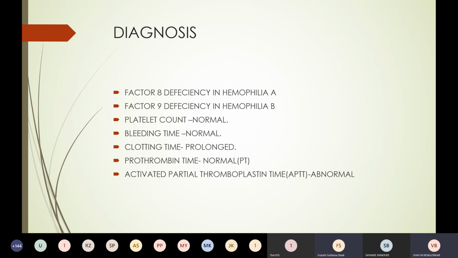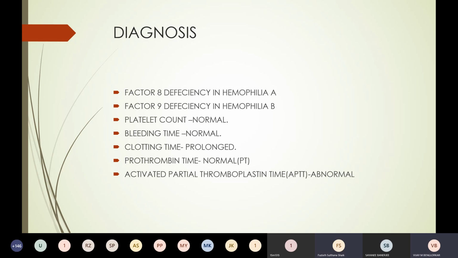So to diagnose: factor 8 is deficient in hemophilia A. Platelet count is normal. So naturally, if platelet is normal, on that depends the bleeding time. That will be normal. So platelet count and bleeding time are both interrelated. And factor 8 is related to clotting time. So naturally, as factor 8 is deficient, clotting time will be prolonged.